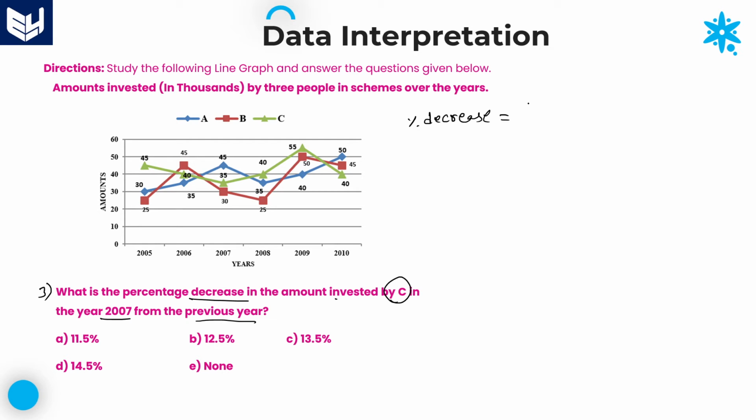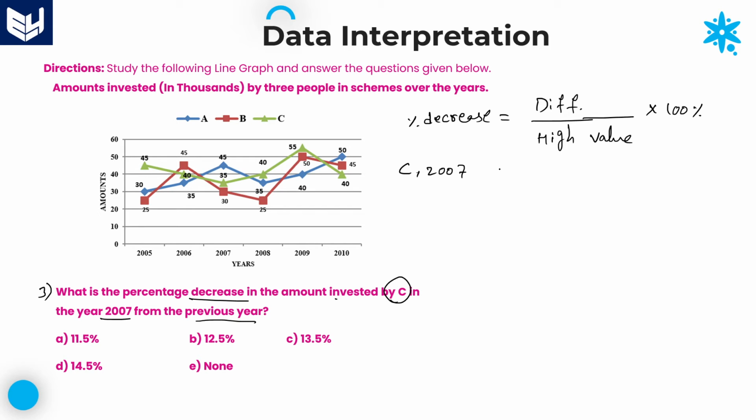Basically, percentage decrement is nothing but the difference between those two years divided by the high value. Percentage decrease is the difference between those values divided by the high value, into 100 percentage. This is a way of calculating percentage decrement. And next, here you are calculating the percentage decrement of C in the year 2007.